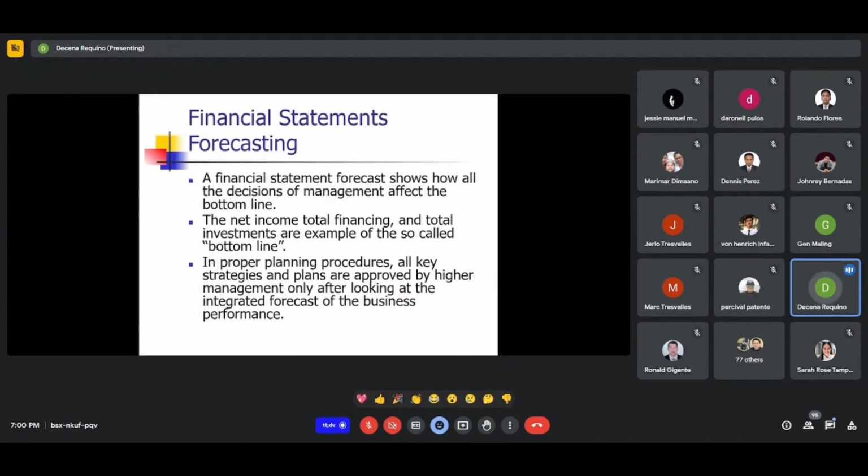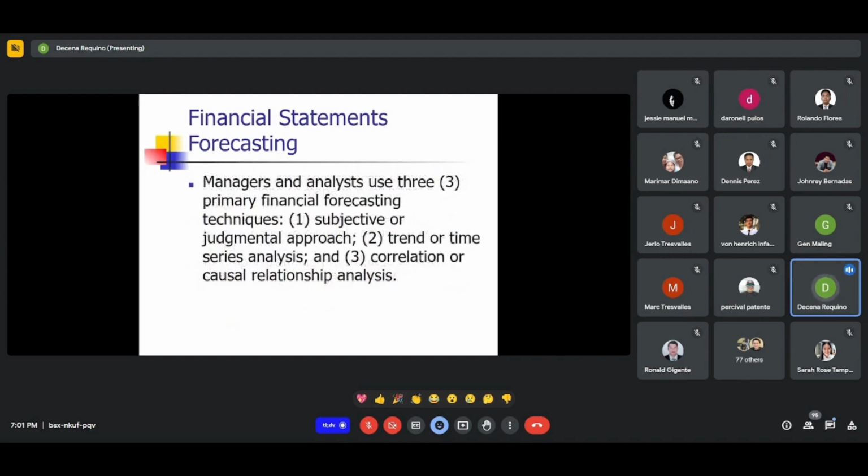Sa financial statement forecasting naman, a financial statement forecast shows how all the decisions of management affect the bottom line. The net income, total financing, and total investment are examples of the so-called bottom line. Yun yung net income ng company. In proper planning procedures, all key strategies and plans are approved by the higher management only after looking at the integrated forecast of the business performance.